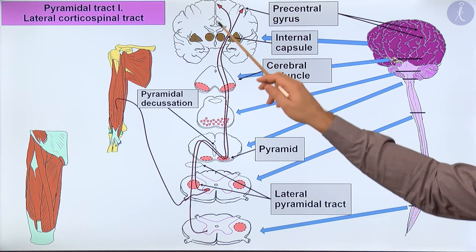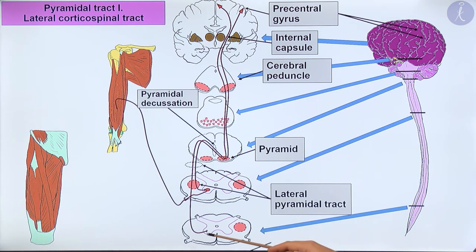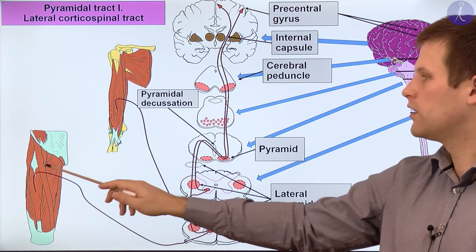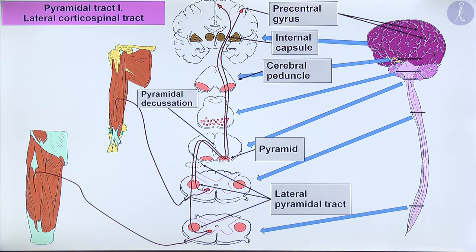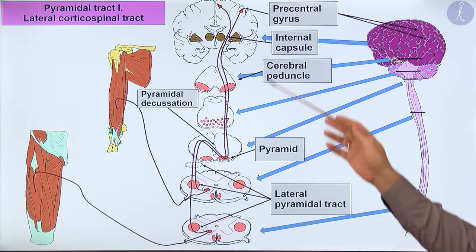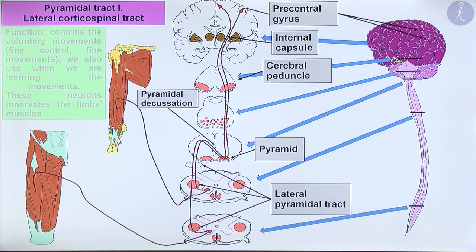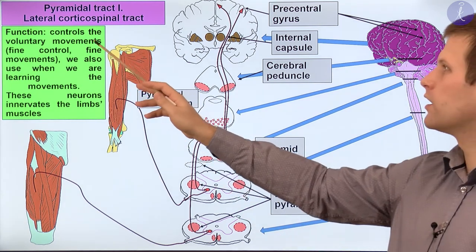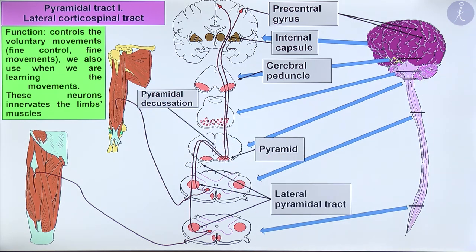If the first order neuron descends lower, it may innervate, via another motor neuron, the lower body structures, such as the quadriceps femoris muscle. What we need to see here is that the tract is crossing and controls the motor neurons. The major function of this pyramidal tract is to control the voluntary movements, especially the fine movements and fine control.